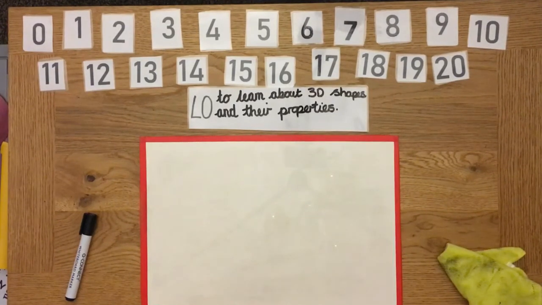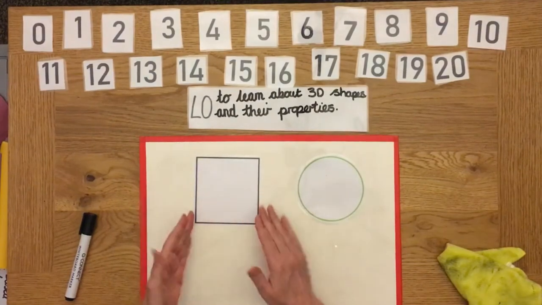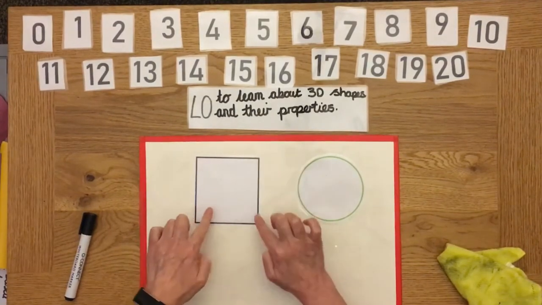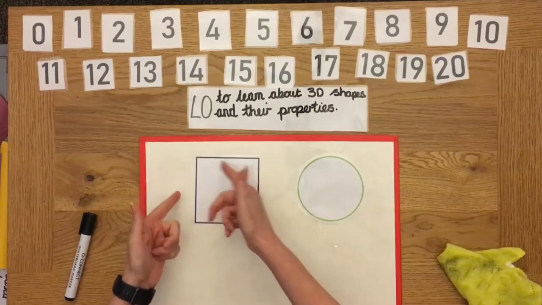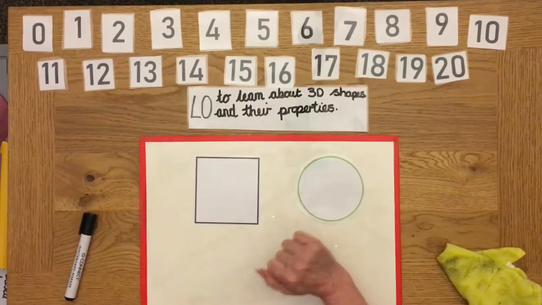Welcome back everybody. So today we are going to learn about 3D shapes and their properties. Do you remember when we did our 2D shapes? We spoke about the things that made them them. So we know this is a square because it has 4 vertices and 4 sides. And do you remember the circle had no vertices but one side?